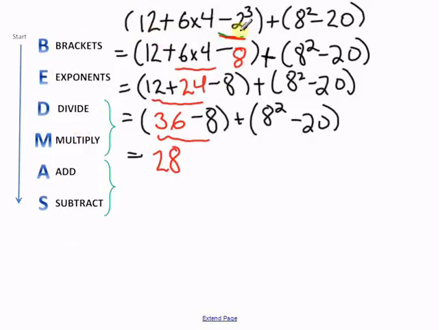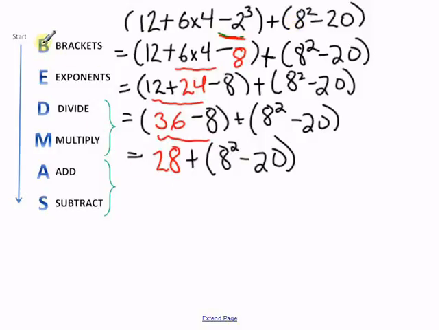So I've finished this bracket. Now what I have is 28. And I still have this plus the brackets with 8 squared minus 20 in it. So now it's like I have another new order of operations question. Each of these is like its own new order of operations question that's just getting simpler every step of the way. This looks way simpler than what I started with.